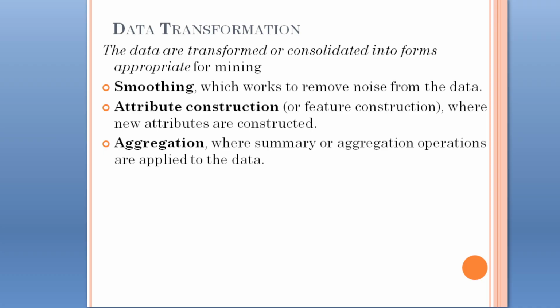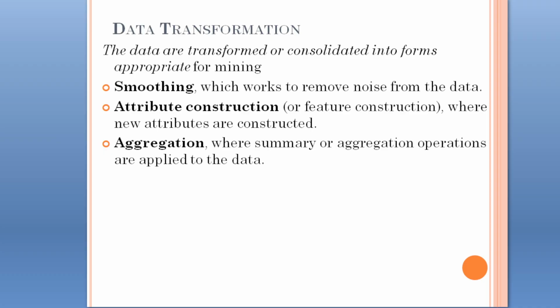The next method is called data transformation. In data transformation, the data are transformed or consolidated into forms appropriate for mining. Strategies for data transformation include the following. First is smoothing, which works to remove noise from the data. Techniques include binning, regression, and clustering, and these methods are also used for data cleaning.